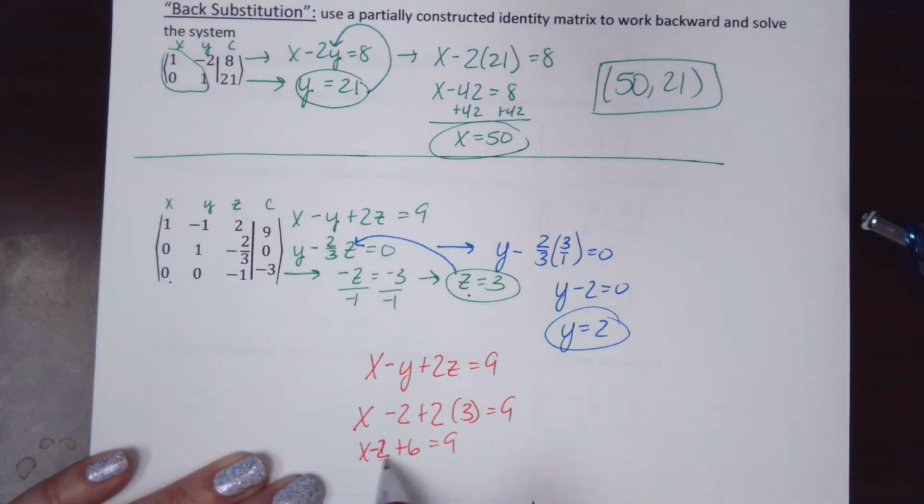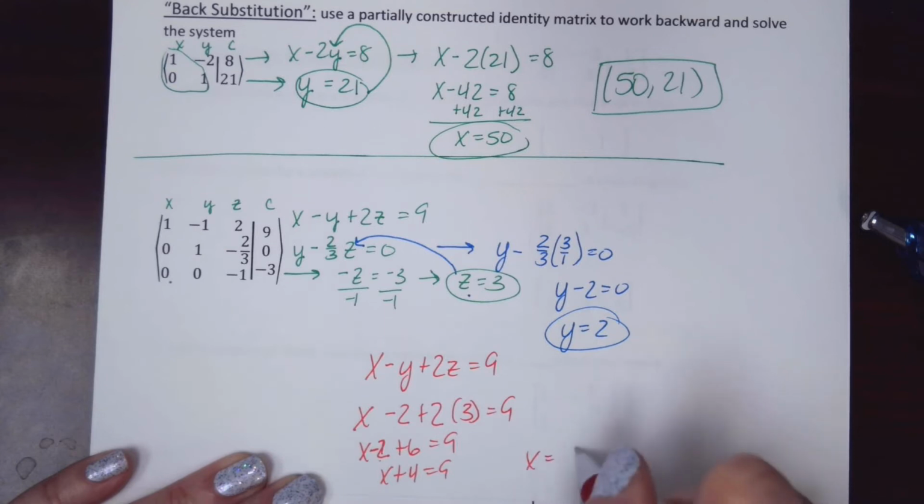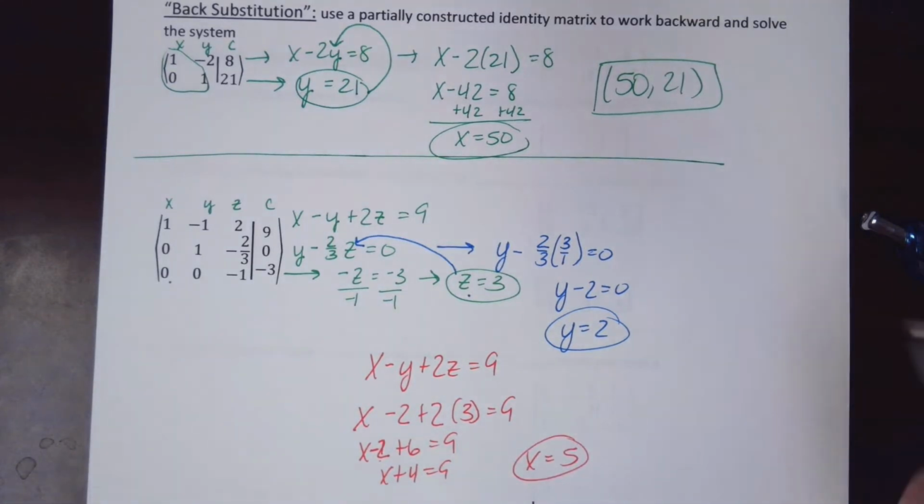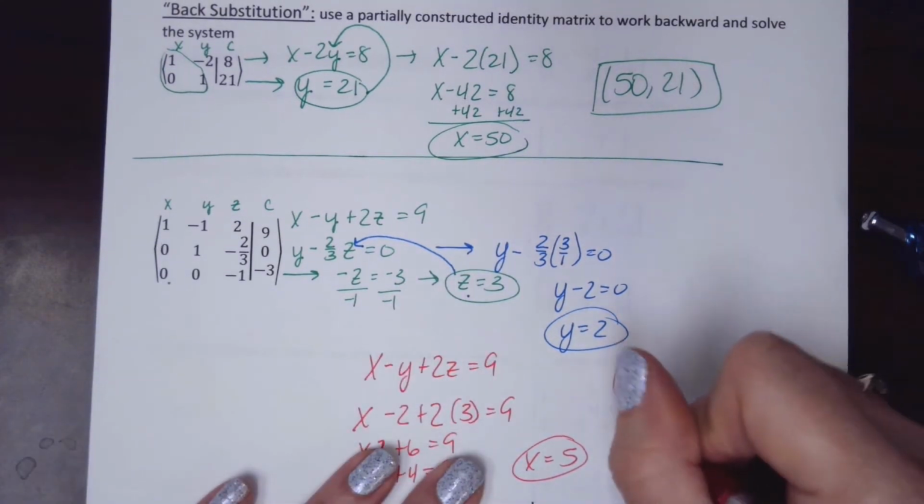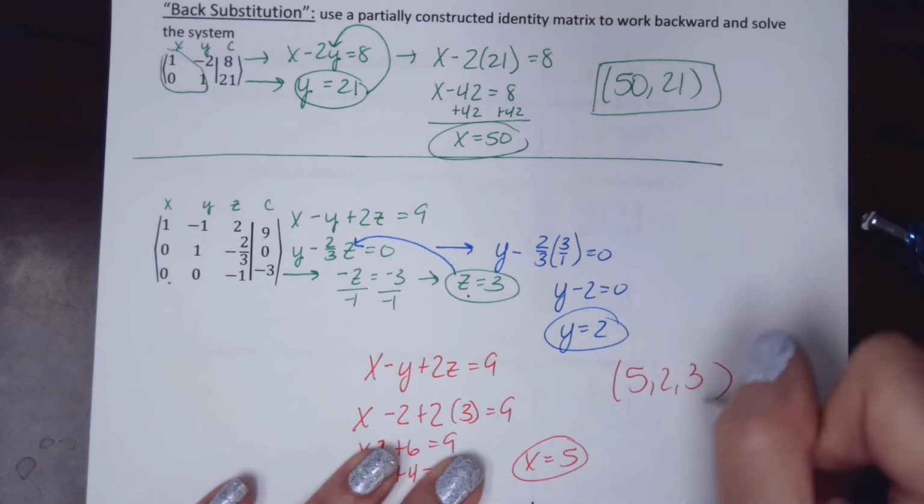Well, that is 4. Minus 2 plus 6 is 4, so x plus 4 equals 9, which means that x is going to be 5. I don't leave those variables hanging out like that. I go ahead and I put them in an ordered triple.